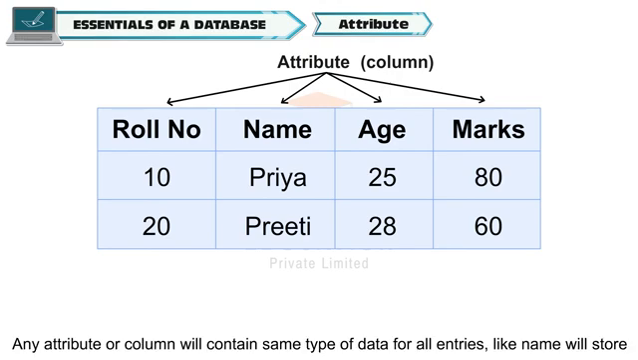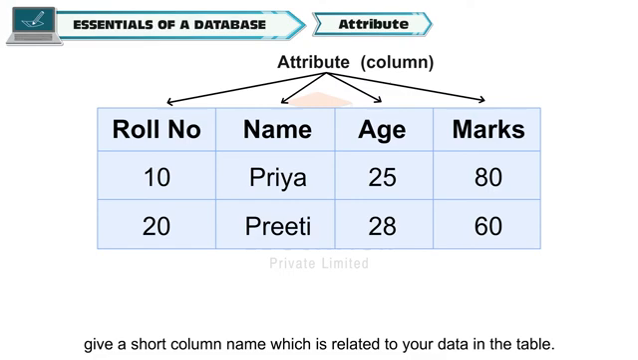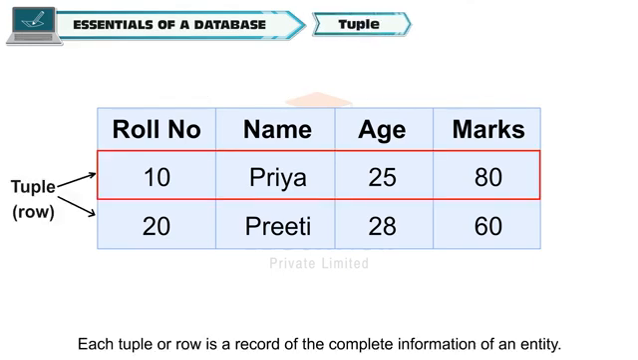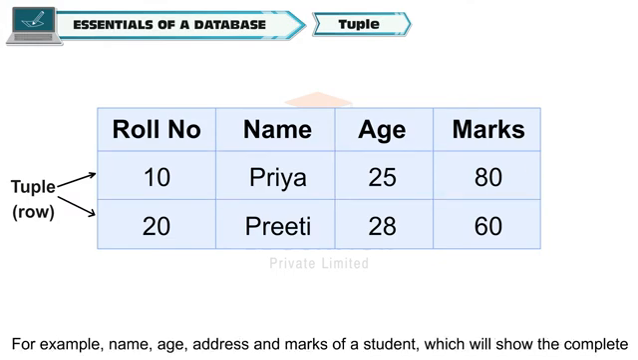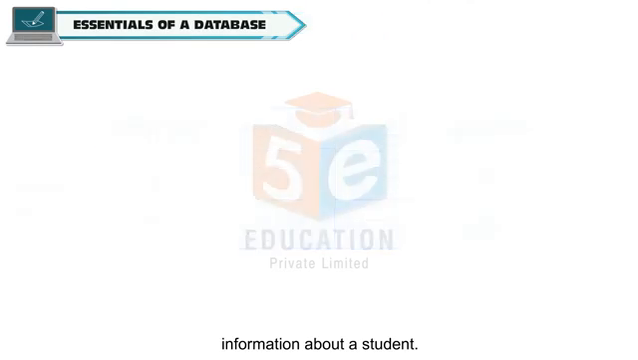Attribute. Any attribute or column will contain same type of data for all entries. Like name will store names of all students, age will show age of all the students, and so on. It is advisable to give a short column name which is related to your data in the table. Tuple. Each tuple or row is a record of the complete information of an entity. For example, name, age, address, and marks of a student, which will show the complete information about a student.